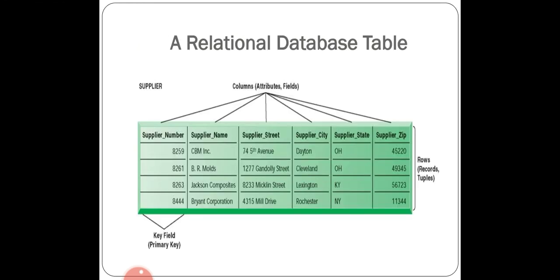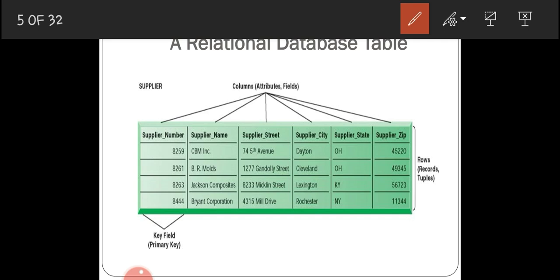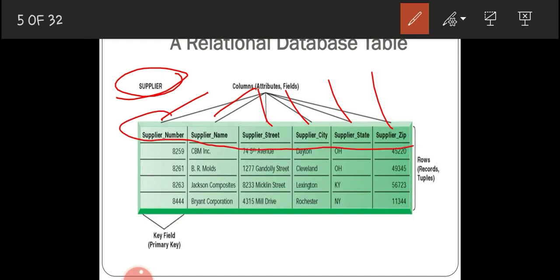Now let's talk more about these entities and the attributes. The entities are the ones that we can convert into tables. So if we have an entity called the supplier, then that entity can have some attributes like supplier number, supplier name, supplier street, supplier city, supplier state, and zip code. These are what we call the attributes because they talk about the entity called the supplier.